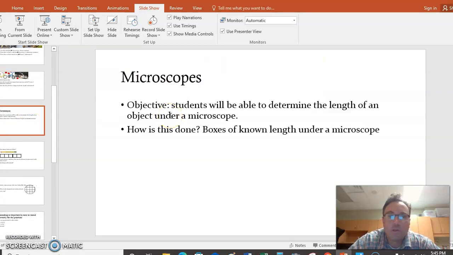So, microscopes, objective. With microscopes, we have a very specific objective. Students will be able to determine the length of an object under a microscope. In the world of microscopes, this is done by putting boxes of known length under a microscope. Sometimes it's on the slide, sometimes it's part of the slide. Basically, we put boxes of the same size right next to each other, and the boxes are going to be like a little ruler.